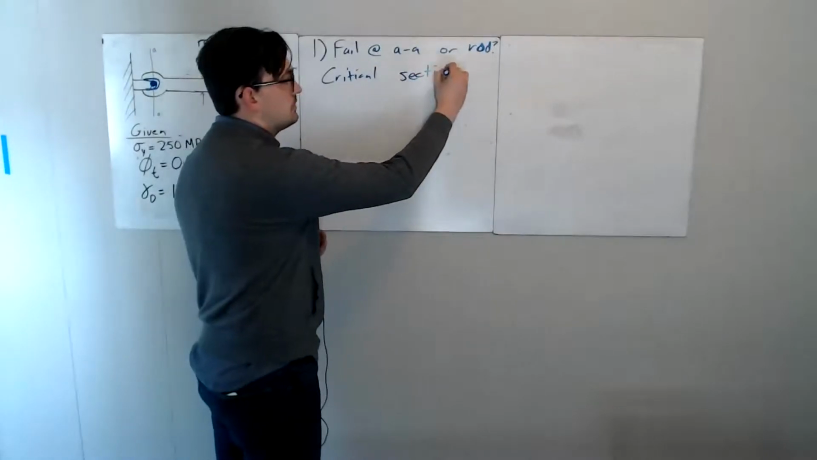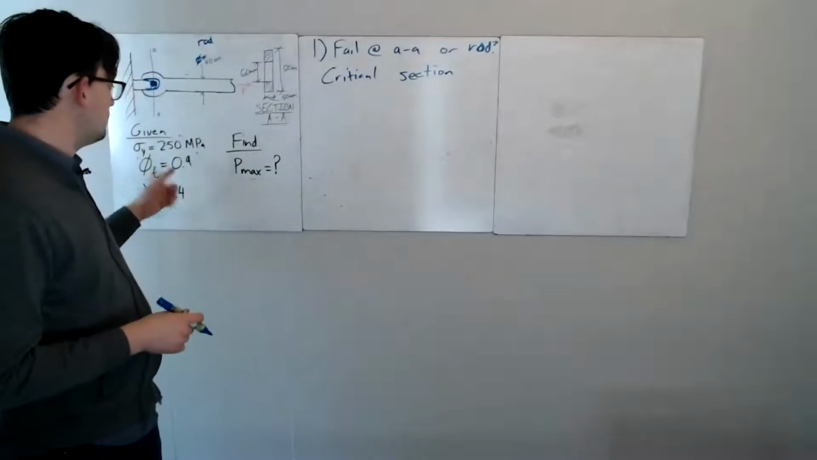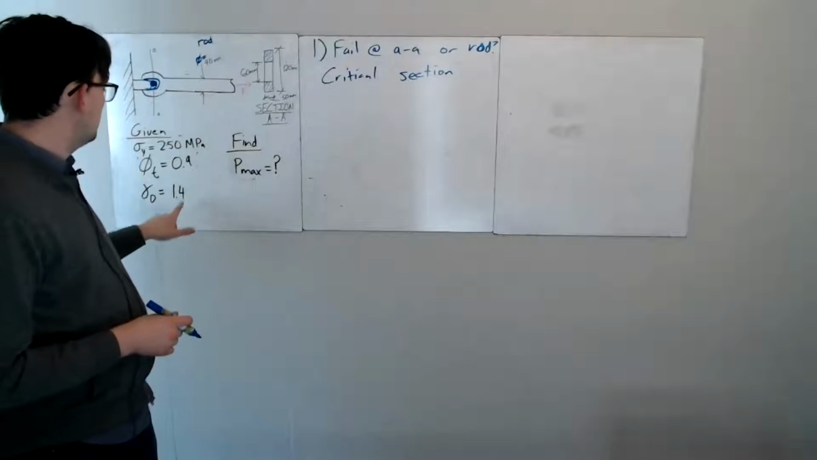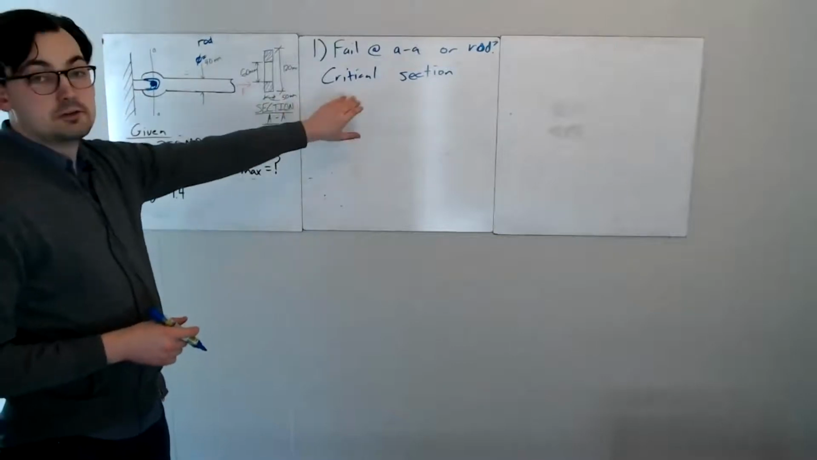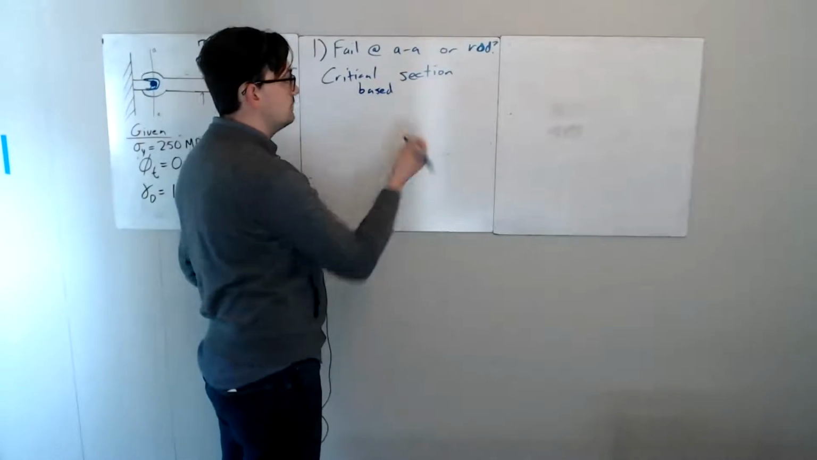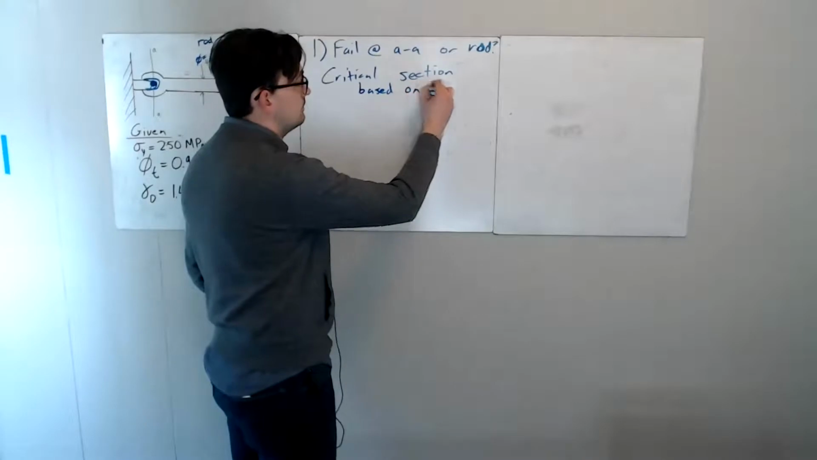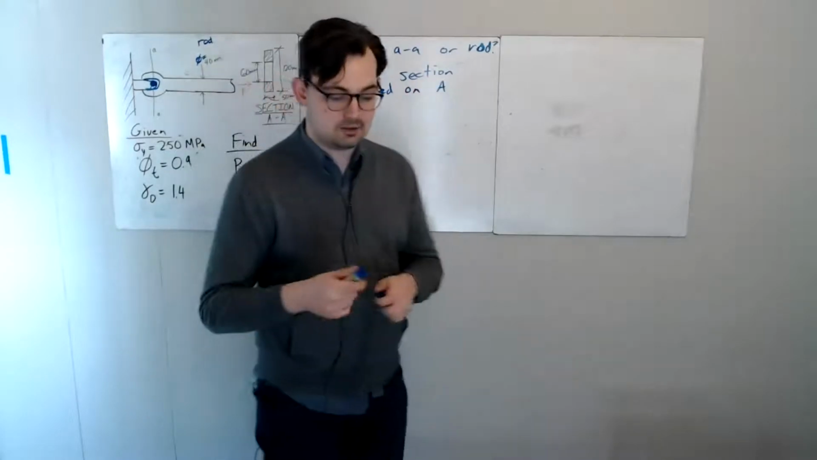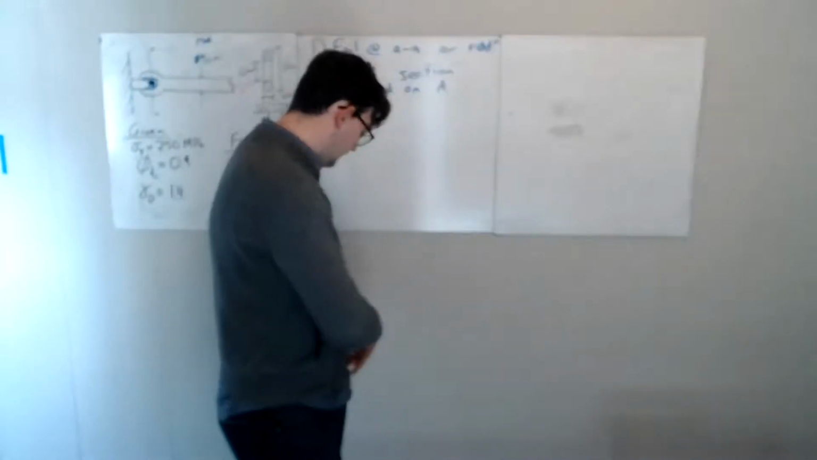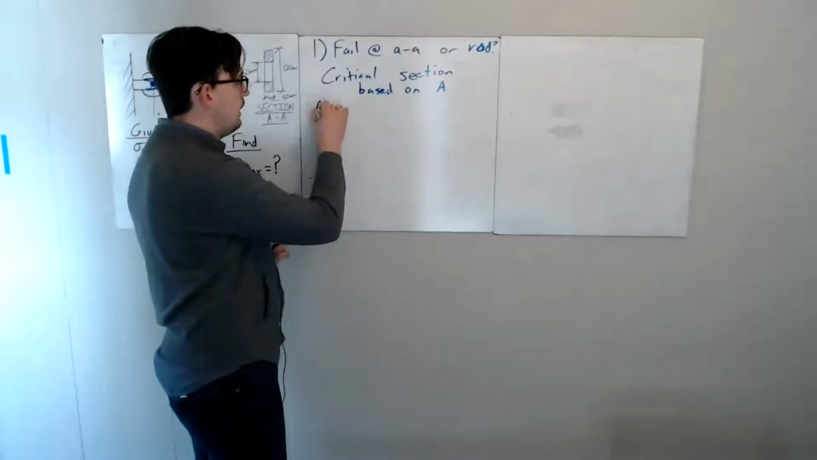In this case, because they're both in tension and they're going to be using the same factors, we have the same stress, the same resistance factor, and the same load factor. The critical section is going to be based on area. The smallest section is going to fail, which is pretty intuitive if you think about it. So let's compare areas. The first area, let's calculate it here, is the area of a rod. We'll call that A rod.